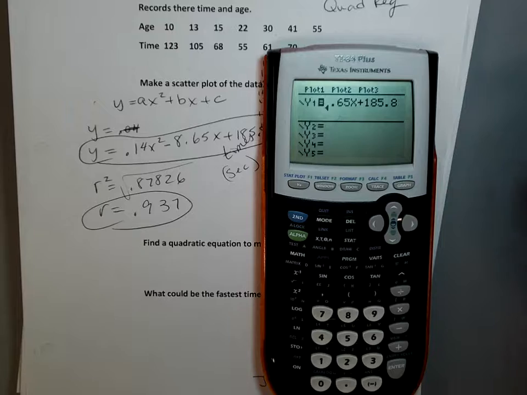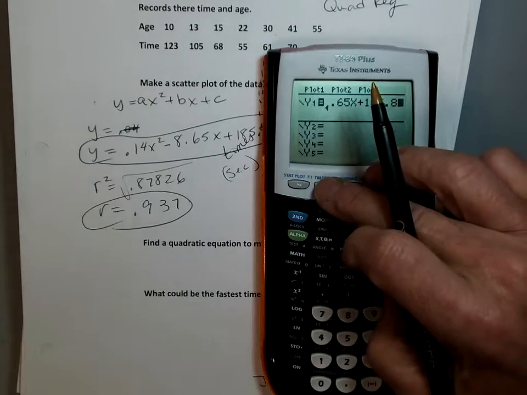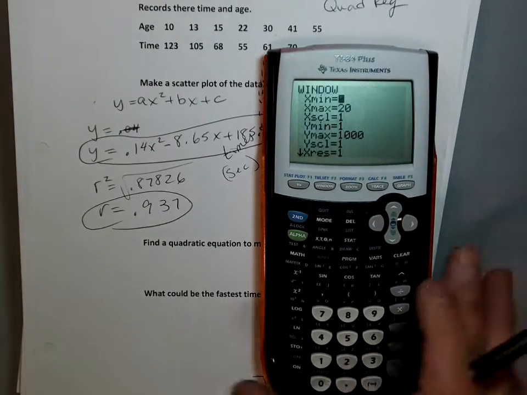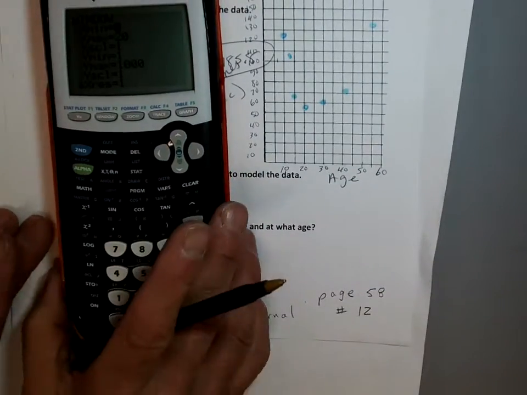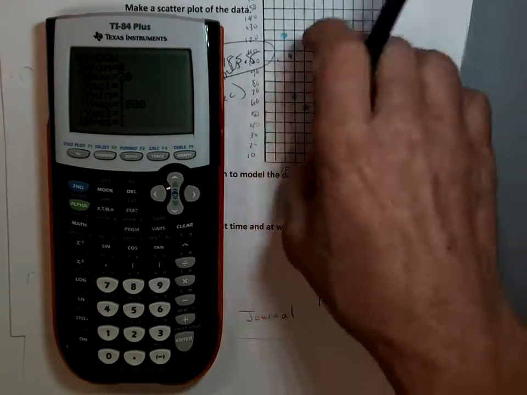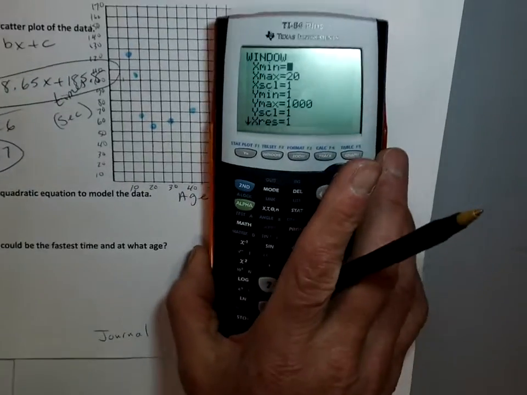Now, before I graph it, I'm going to fix my window. So go to Window. Window's right here. And what I really like is to make my window fit my graph. So I know this is a good graph because all my points are on there. So let's make my window fit my graph.